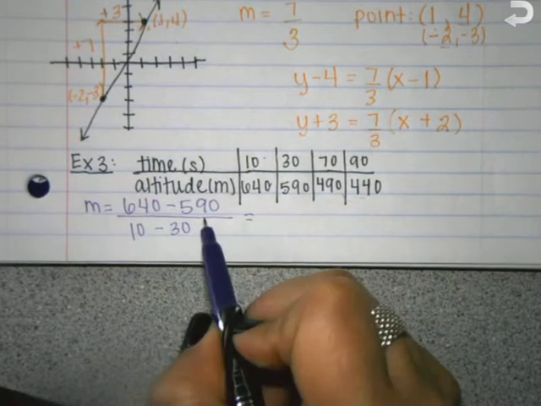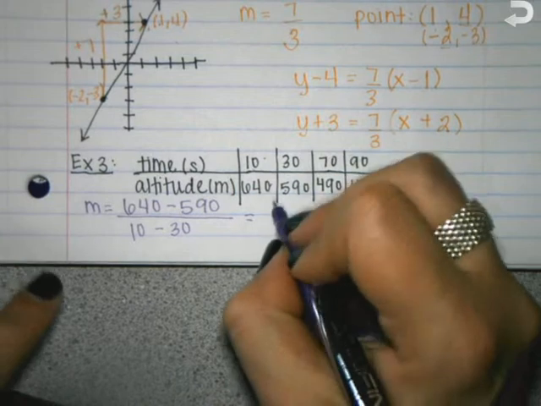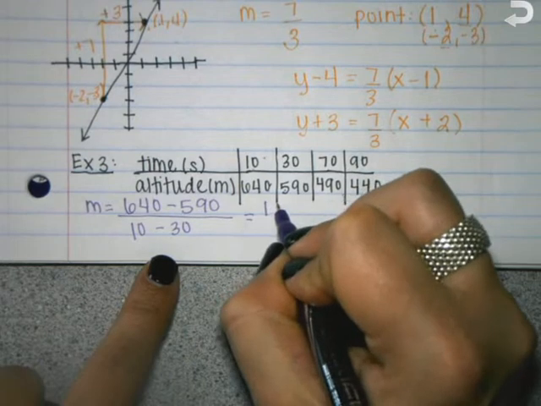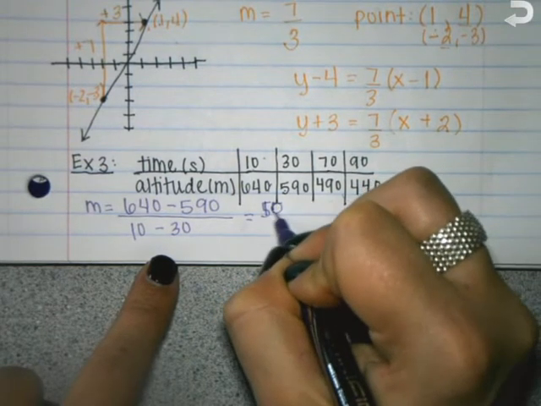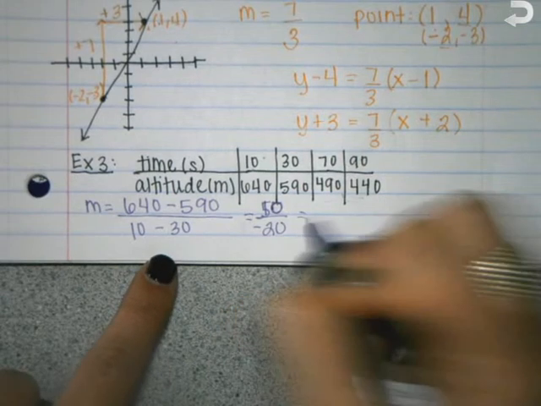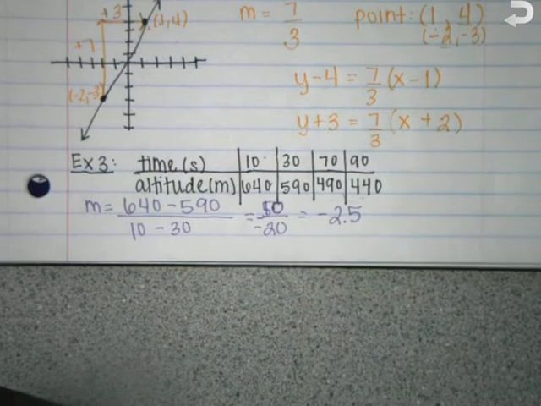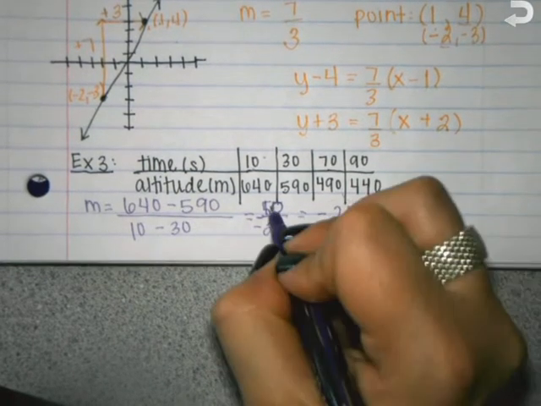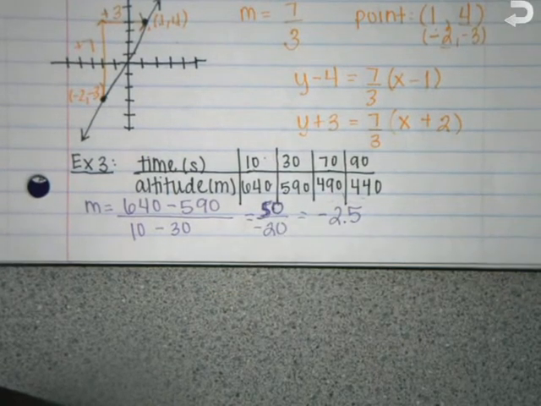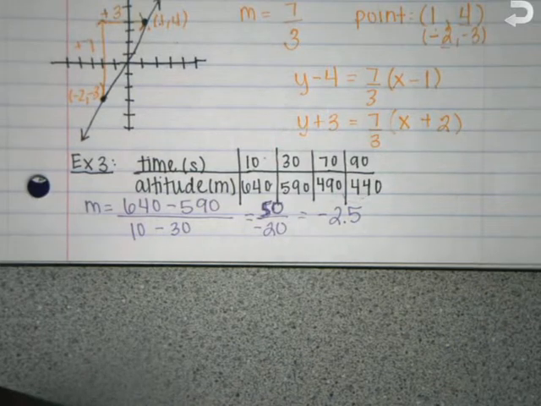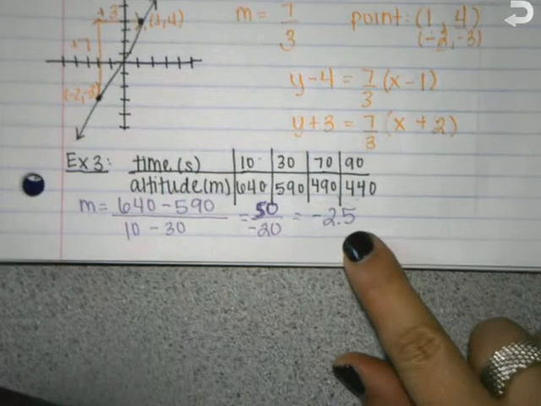640 minus 590, what's that going to give me? 50 over negative 20. Now, would it make sense to give the slope as a decimal for this one? Negative 2.5. Let's do it as a decimal. It doesn't make sense that our slope is positive, because it's altitude going down. Okay, so this is our slope, negative 2.5.